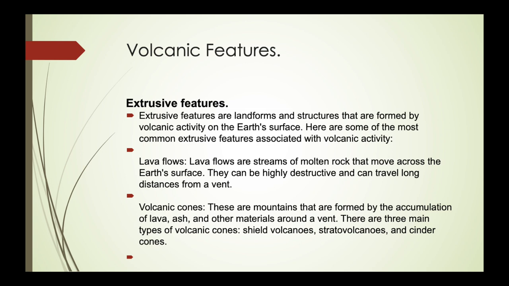Lava flows. Lava flows are streams of molten rock that move across the Earth's surface. They can be highly destructive and can travel long distances from a vent. Volcanic cones. These are mountains that are formed by the accumulation of lava, ash, and other materials around a vent. There are three main types of volcanic cones: shield volcanoes, stratovolcanoes, and cinder cones.